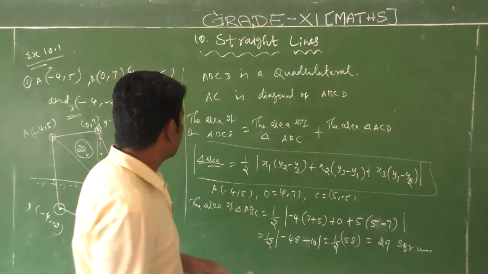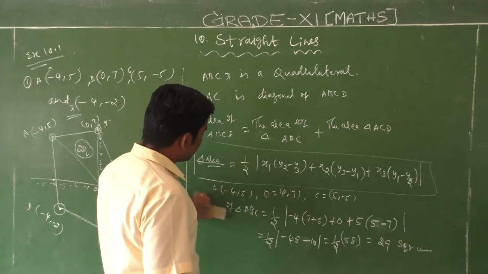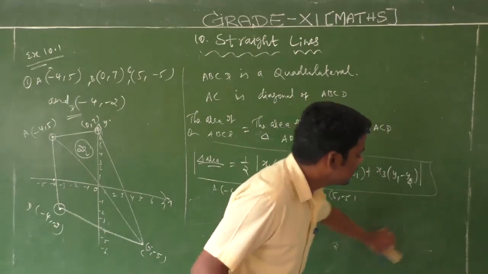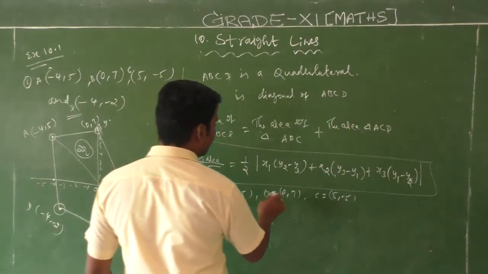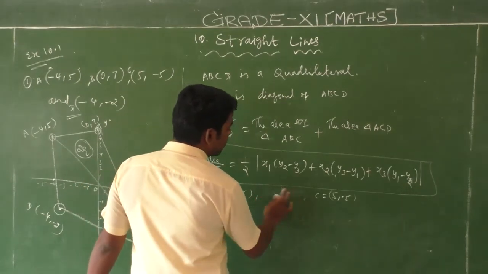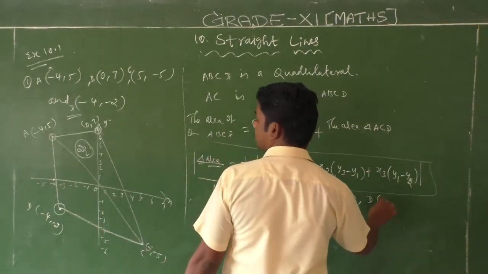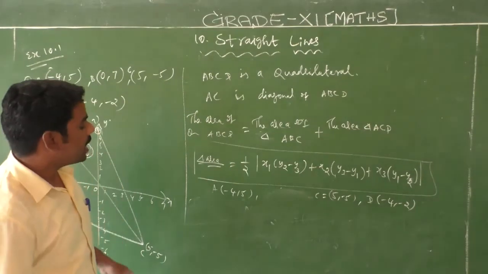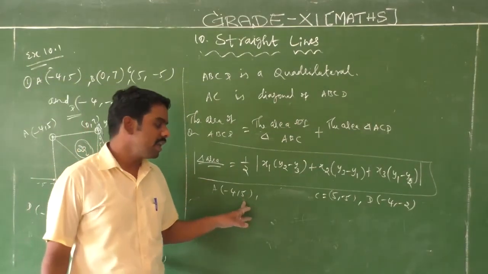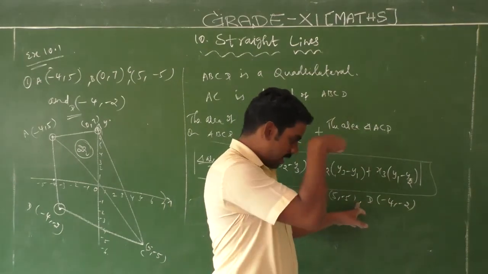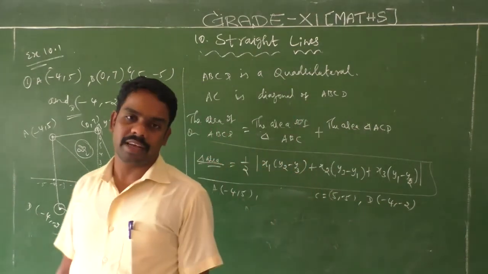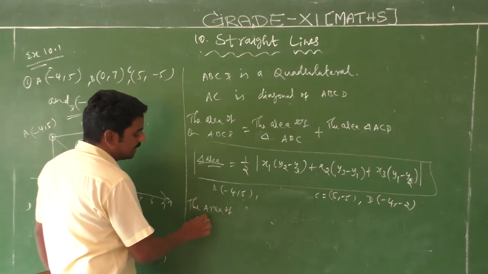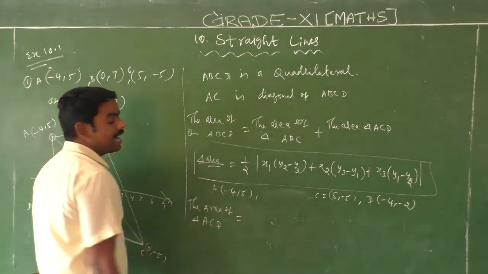Next, find the area of triangle ACD. A is (minus 4, 5), C is (5, minus 5) and D is (minus 4, minus 2). Here A, minus 4, 5, is x1, y1, and 5, minus 5 is x2, y2, and minus 4, minus 2 is x3, y3. Find the area of triangle ACD.